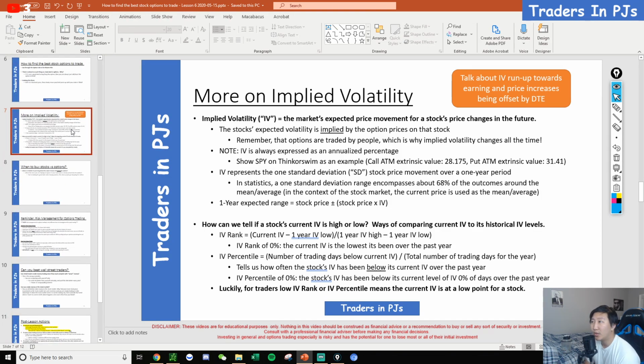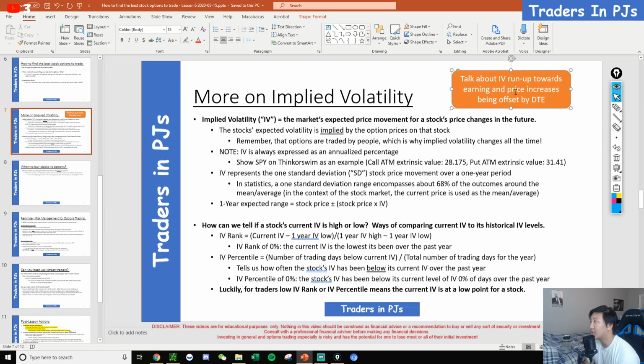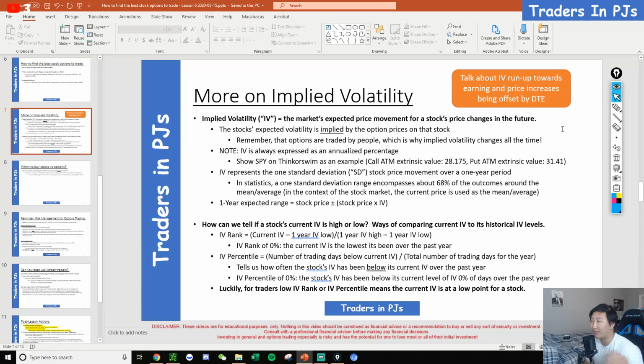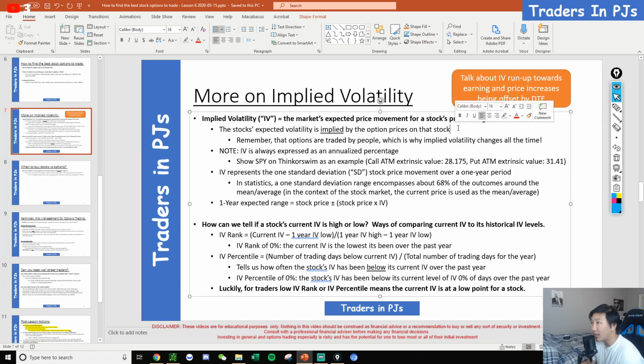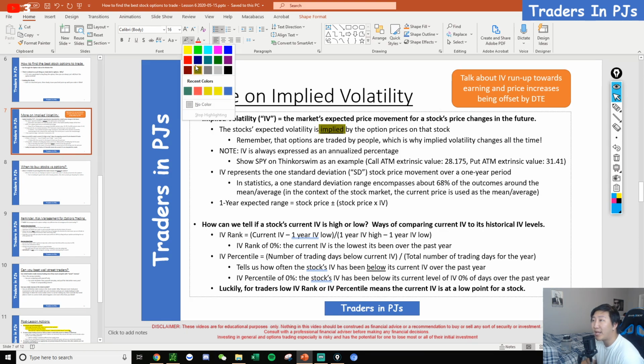And so let's talk about implied volatility. This is a very complex topic, but I'll try to explain it as simply as possible. Implied volatility is the market's expectation for how much the price will move in the future. And implied volatility is always a 1 year estimation. And it's implied because it is what the market expects based on what the option prices are saying, right?